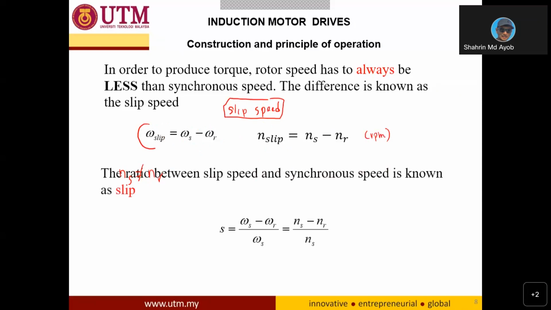And the ratio between the slip speed over the synchronous speed, yang ni adalah you punya slip speed. The ratio between slip speed and synchronous speed is what we call slip. Gelinciran. And this slip, as mentioned in the video, is actually very, very small. Meaning that the difference between synchronous speed and the motor speed is actually very, very near.